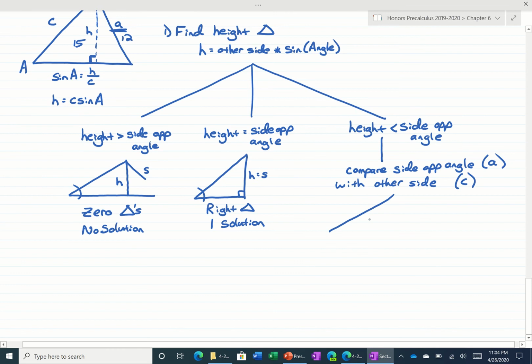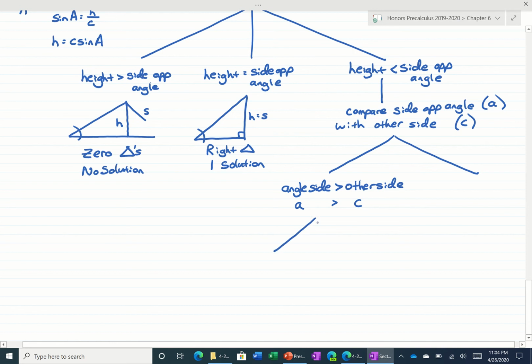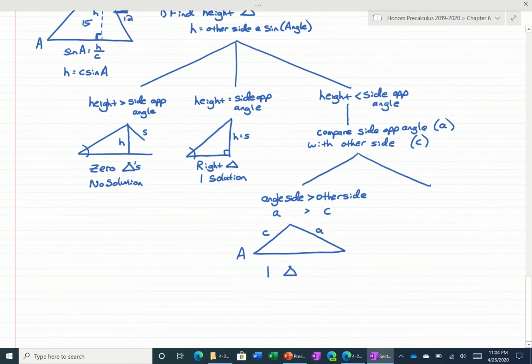There's two things that could happen. One thing that could happen is the angle side could be bigger than the other side. And in that case, you would have a triangle that looks like this, where side A is greater than side C. In that case, there's one triangle. One other thing that could happen is that the angle side could be smaller than the other side.